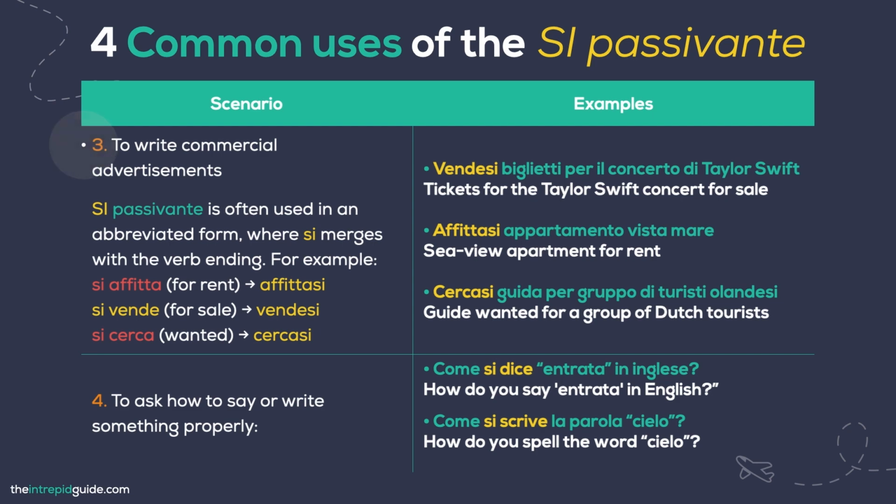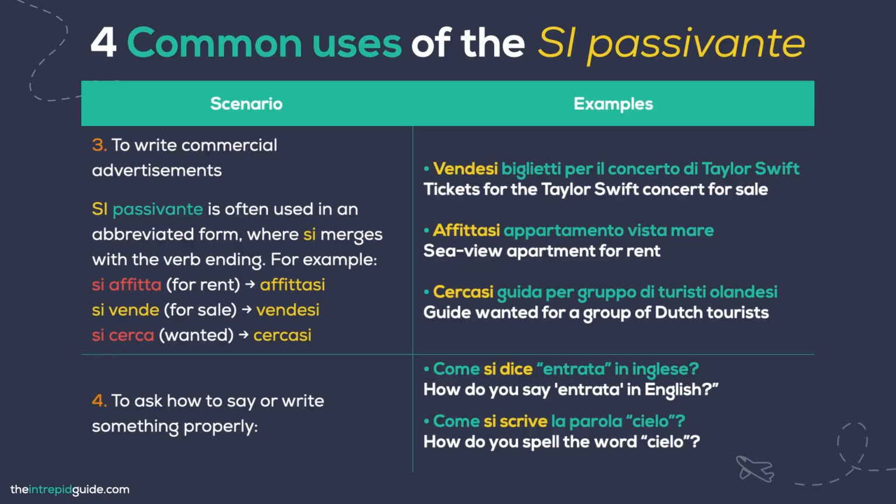It is also used to write commercial advertisements. In Italian ads and classified listings, the Si Passivante is often used in an abbreviated form, where si merges with the verb ending. This creates concise expressions like Affittasi, instead of, si affitta, meaning for rent, Vendesi, instead of, si vende, for sale, and Cercasi, instead of, si cerca, wanted. Take a look at these examples.